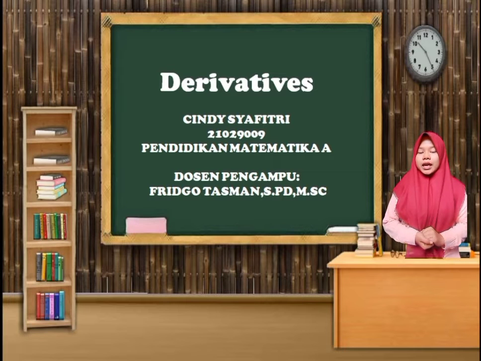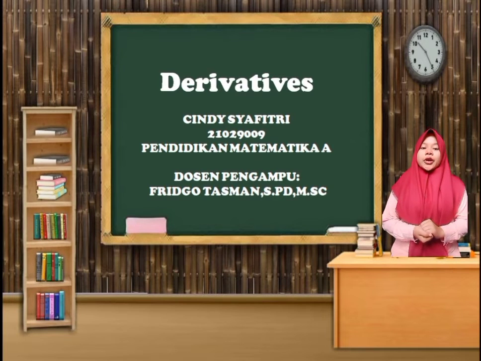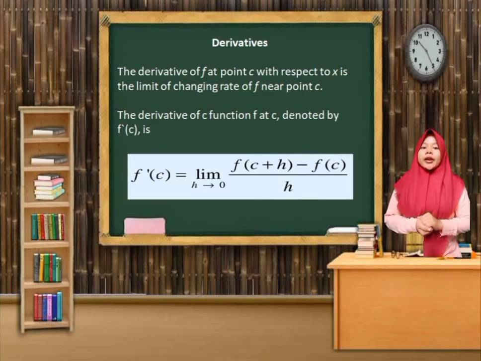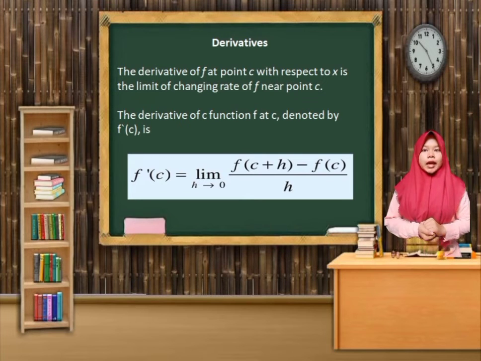Okay, now I'm going to explain the material about derivative. The derivative of f at point c with respect to x is the limit of the changing rate of f near point c. The derivative of function f at c, denoted by f prime c, equals the limit of f(c plus h) minus f(c), all over h, as h approaches 0.